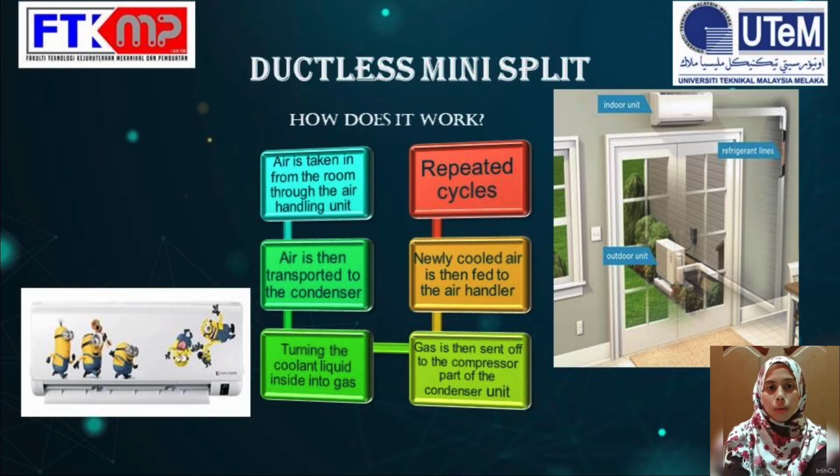When the hot, humid air inside the room comes into contact with the coil, it transfers its energy to it, turning the coolant liquid inside into gas. The gas is then sent off to the compressor pipe of the condenser unit, where it is recycled using electricity back into a liquid. The newly cooled air is then fed to the air handler, where it is ejected back into the room. With repeated cycles, the temperature of the room falls.